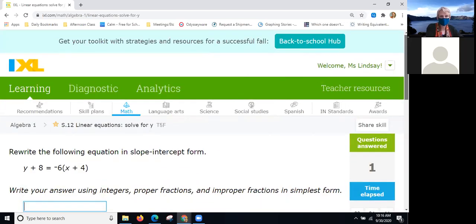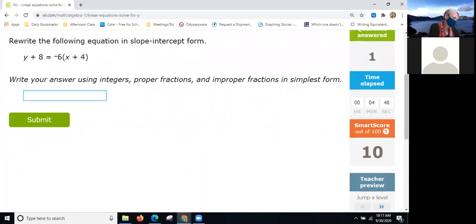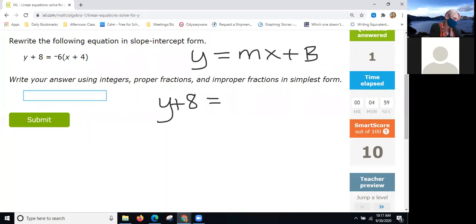So the first ones are going to be probably the same way for you, where you need to distribute, because again, this is your goal, slope-intercept form, like yesterday's format. So I'm going to distribute first. So I'm taking that -6 times the x and times the 4. Then I've got to get the y by itself.